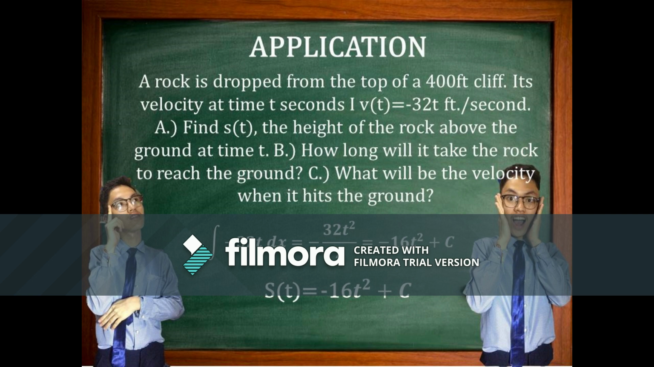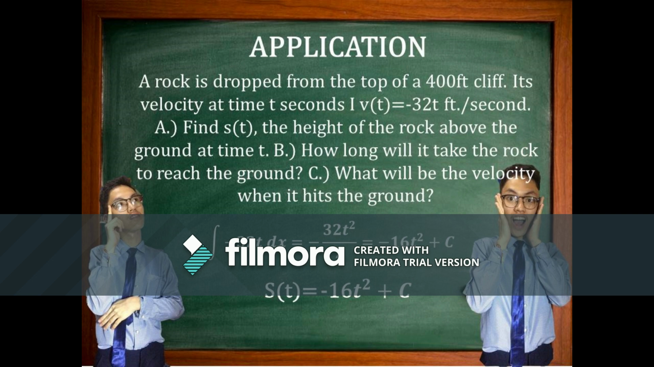We all know that the first derivative of a position function is the velocity function. The velocity function is given, so we have to apply the antiderivative. That would be the antiderivative of negative 32t. Let's apply the formula. The antiderivative of negative 32t is equal to negative 32t squared over 2, or simply negative 16t squared. Our s of t would be negative 16t squared plus c.